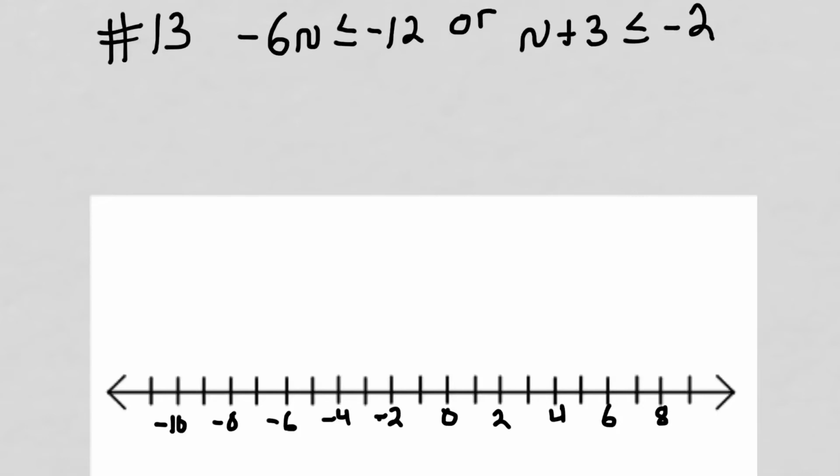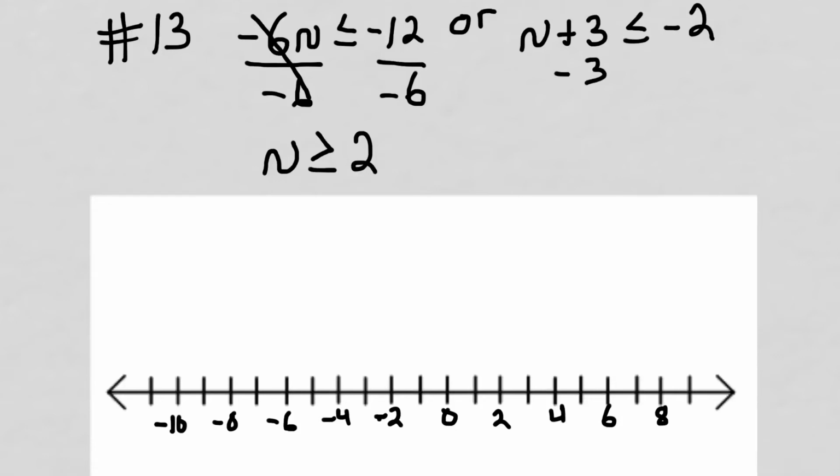To get the n by itself, I want to do the opposite. This is negative 6 times n. I want to divide by negative 6. Negative 6's cancel out. I'm left with n. Sign switches directions because we divided by a negative number. Negative 12 divided by negative 6. I hope you realize that turns positive. 12 divided by 6 is 2. On the right side, pretty quick problem. N plus 3 is less than or equal to negative 2. Want to subtract 3 from both sides.